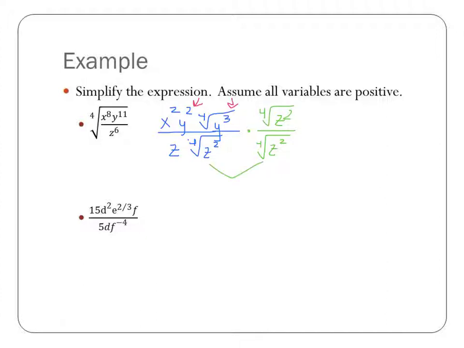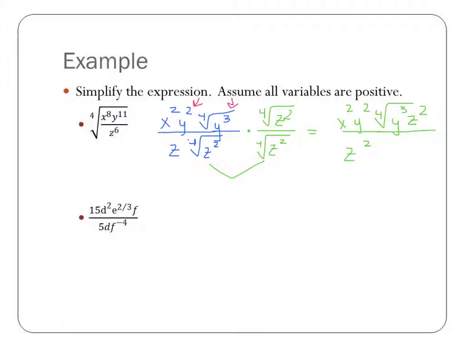So if this is a z to the fourth, that's going to come out as 1z, leaving us a z squared on the bottom. And then on the top, we're going to have x squared, y squared, fourth root of y cubed, z squared. Just multiply that together on top.